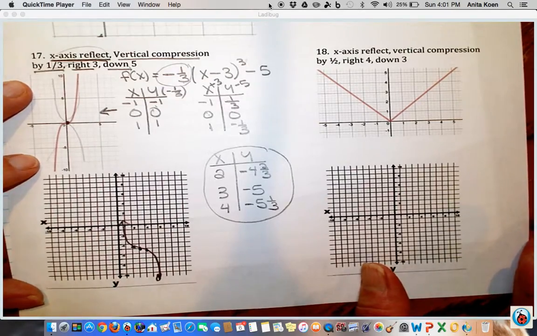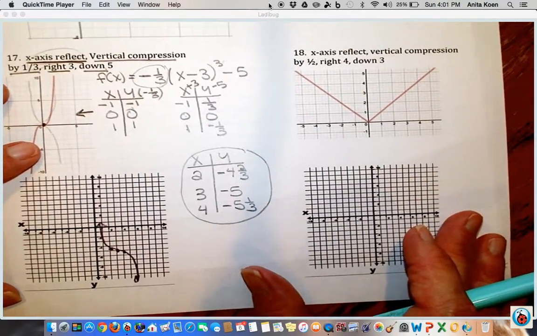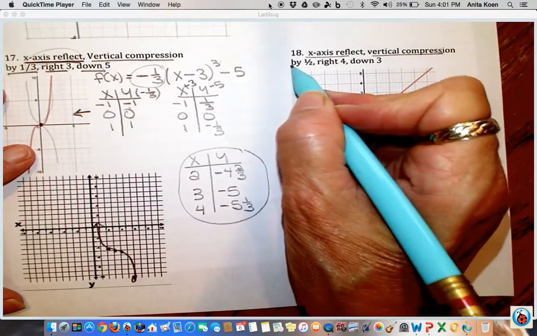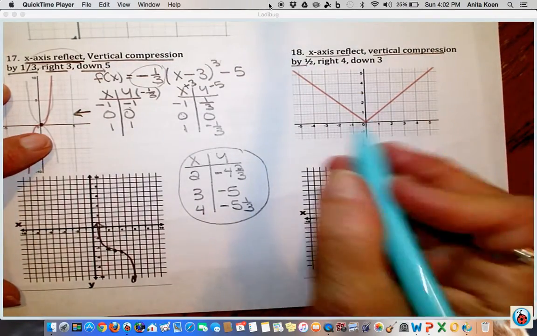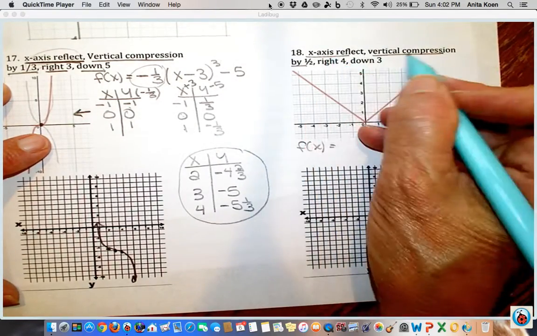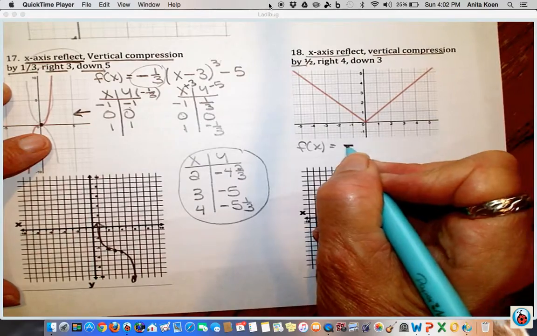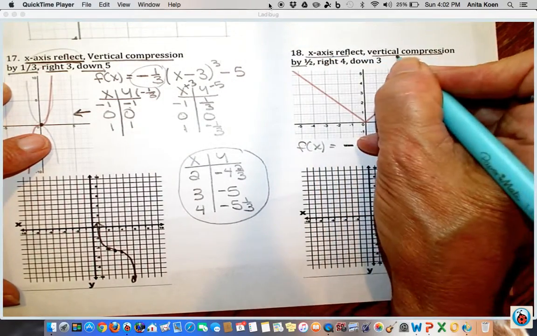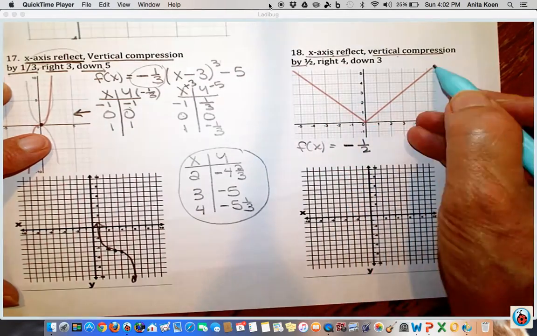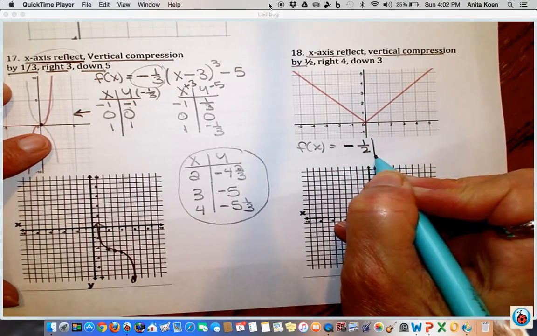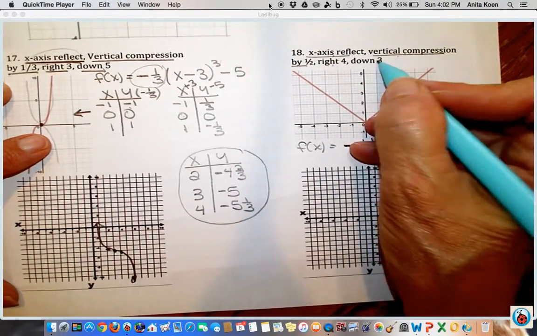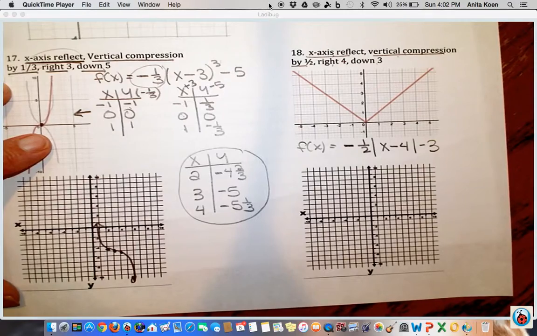Okay, let's look at number 18. We're going to do exactly the same thing. We have an x-axis reflection and a vertical compression. So let's write the equation first. This is f of x equals. This is outside, this is outside. A negative outside for the reflection, a vertical compression by 1/2 on the outside. I know the shape is the absolute value. Then I have to go right 4, so that's -4, and down 3, that's -3.